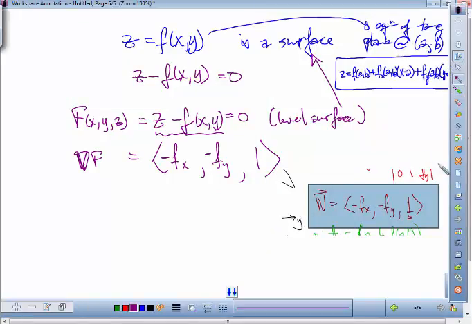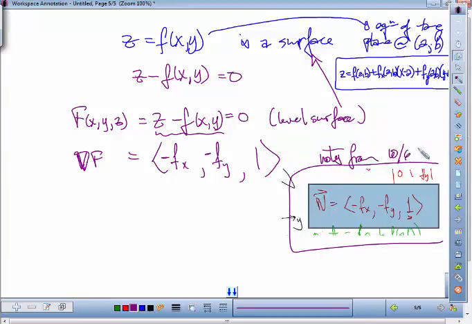So this, notes from 10.6, we saw that we got the normal vector and it's the exact same thing. But this time we've approached it as if we sent it back to the fourth dimension as a level surface. So if we follow through the rest of this, we should get the same result, right?